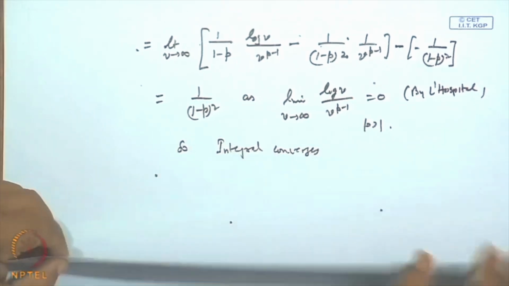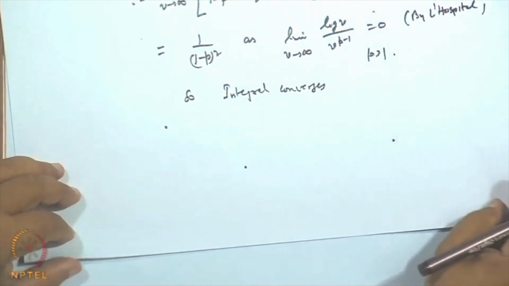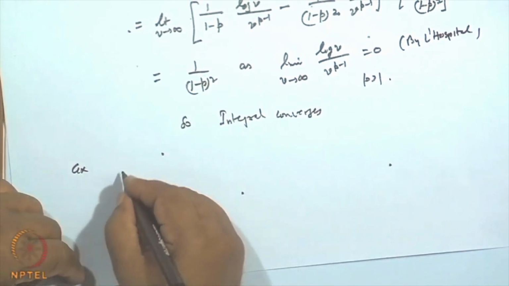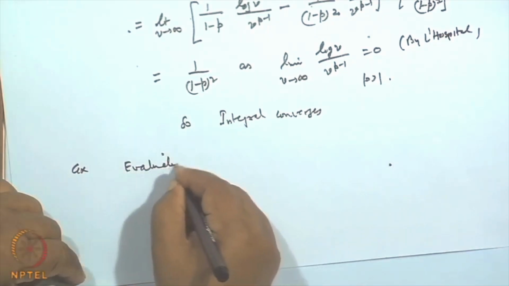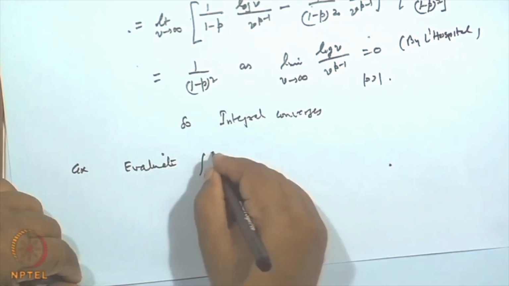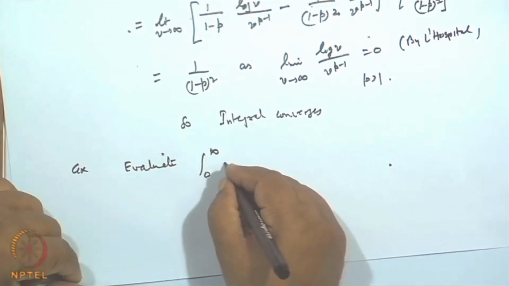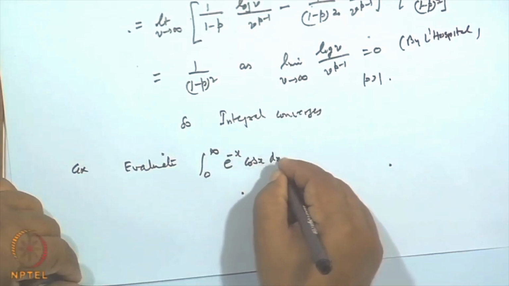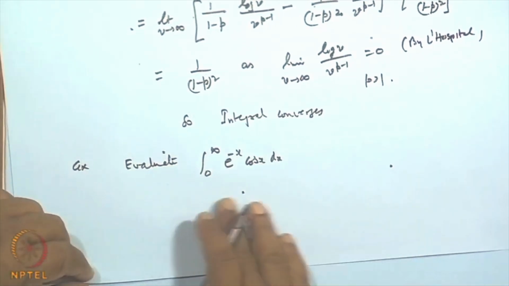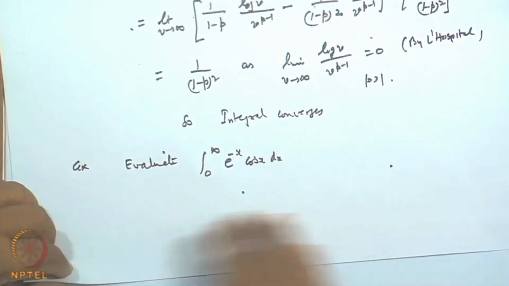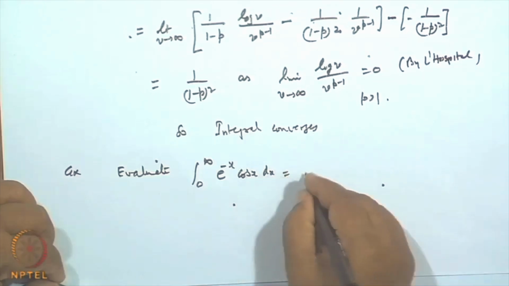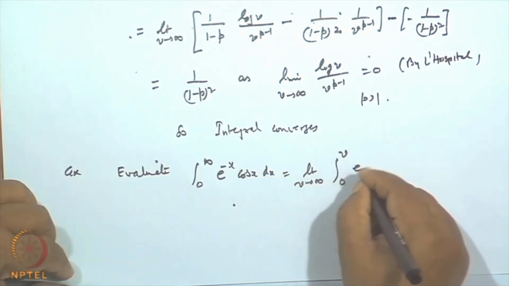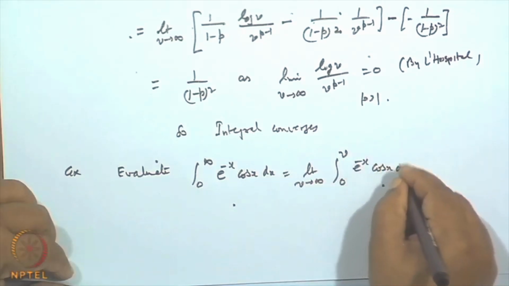Now next, if we look at the second integral, evaluate this integral, 0 to infinity e to the power minus x cosine x dx. Okay. So what we do is we first take this as the limit b tends to infinity, integral 0 to b, e to the power minus x cos x dx.